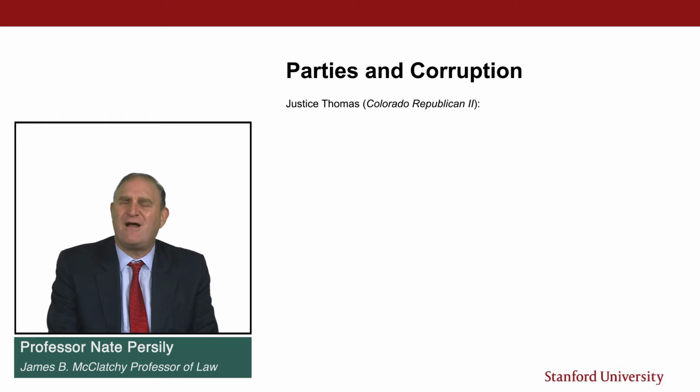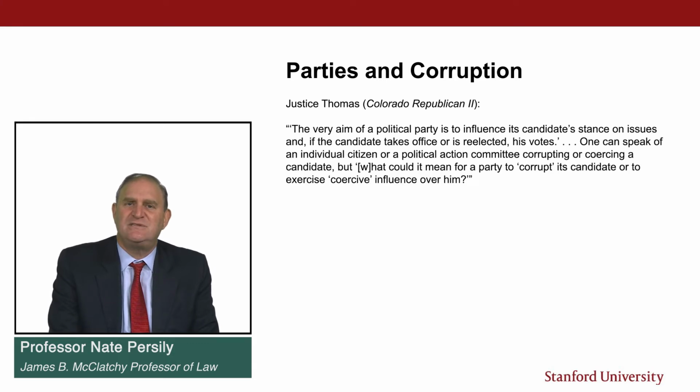Now, the dissenters in Colorado Republican 2, led by Justice Thomas, their view is that, look, the parties are different kinds of actors. We shouldn't think of them in the typical Buckley mold. The very aim of a political party, Justice Thomas says, is to influence its candidate's stance on issues, and if the candidate takes office or is reelected, his votes. One can speak of an individual citizen or a political action committee corrupting or coercing a candidate, but what could it mean for a party to corrupt its candidate or to exercise coercive influence over him?